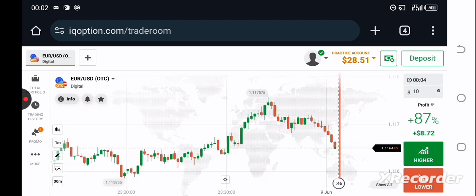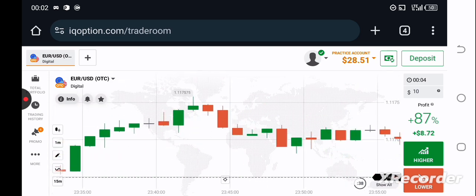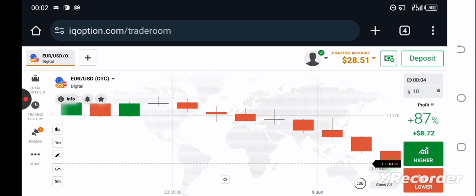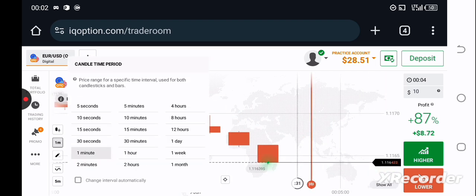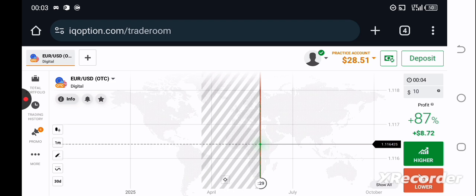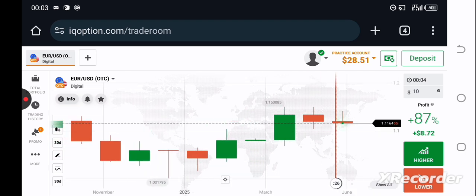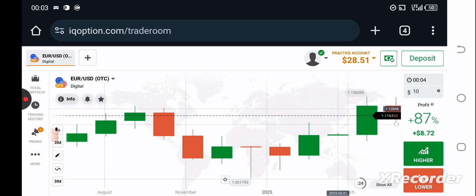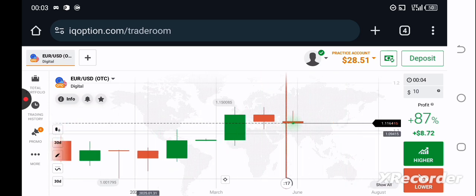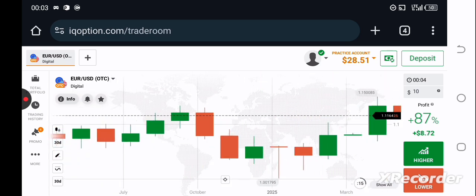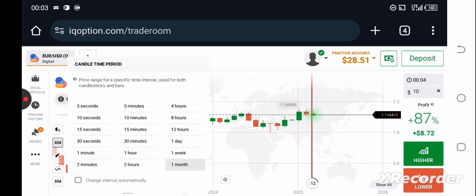Select the candlestick time frame. Is it 1 minute candle? It's the same thing that is applicable even in 1 month candlestick. Let me switch it to 1 month so you can see. Even in 1 month, you can see the rejections of the candle. You can see the wick. You can see the candle. You can see the body. You can see the lower shadow. You can see the upper shadow. So this is Japanese candlesticks for you.